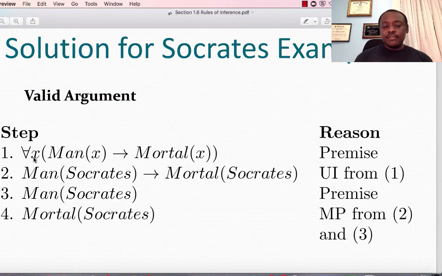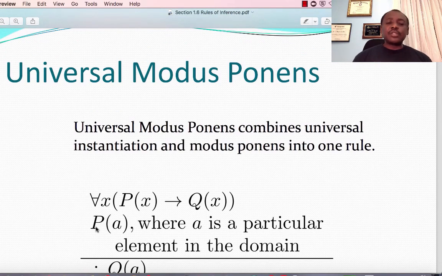Right here, for every x, if x is a man, then x is mortal. By universal instantiation, we can do man Socrates implies man mortal, reduce that to a particular case, and we also have Socrates is a man. Then we can use modus ponens and conclude that Socrates is mortal. Now, instead of talking about universal instantiation, then we go back to modus ponens and so on and so forth. There is something known as universal modus ponens. Universal modus ponens combines universal instantiation and modus ponens into one rule.